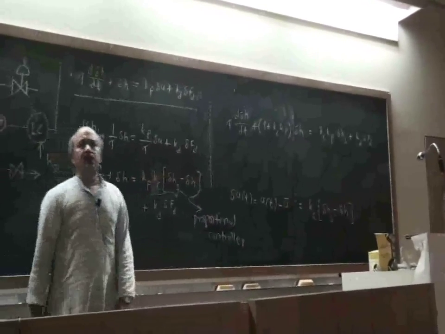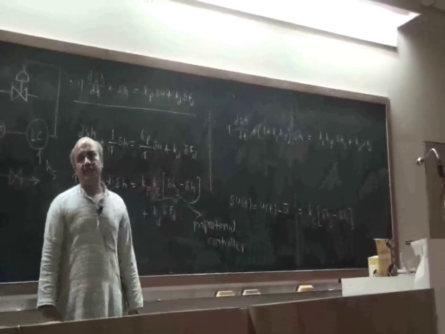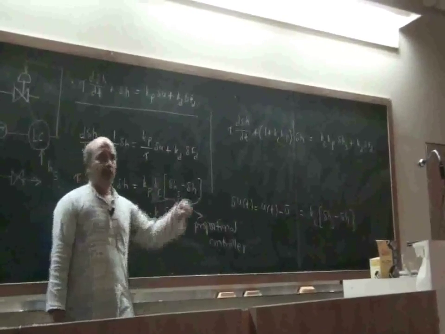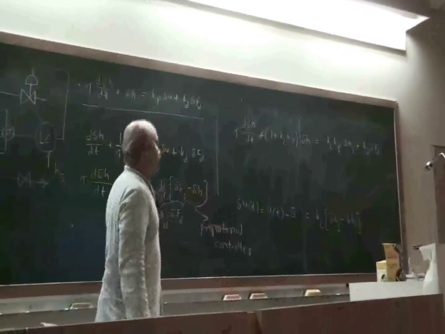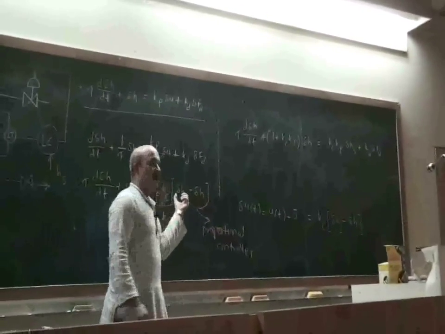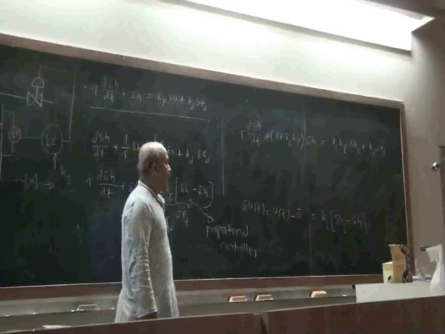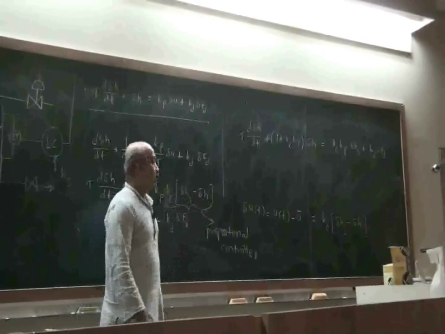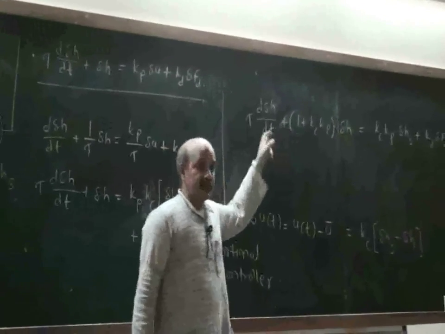This particular controller is called a proportional controller. It is just proportional to the difference between the desired and the measured value. Your action is proportional by a constant to the difference between desired and measured. So it's called the proportional controller. I have just introduced the proportional controller. Introducing the proportional controller modifies the differential equation like this.